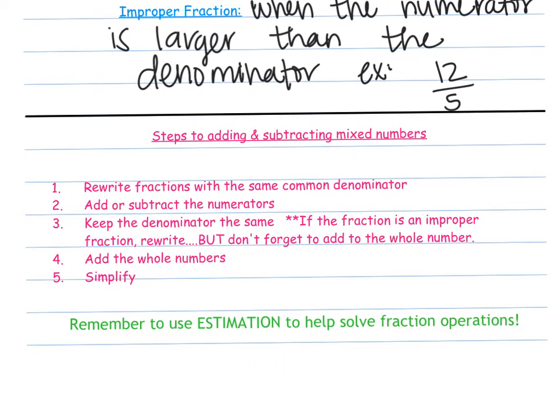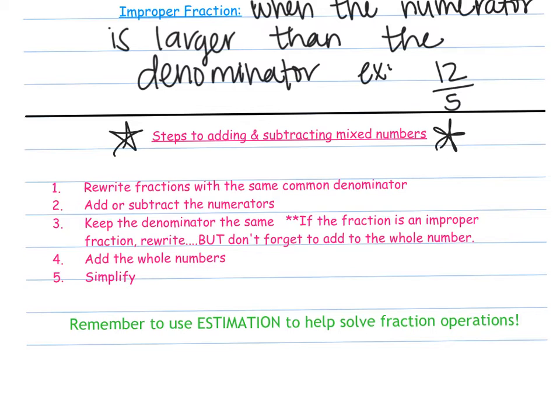Okay. Steps here for adding and subtracting mixed numbers that we need to have in our notes. Number 1, rewrite the fractions with the same common denominator. Add or subtract the numerators. Keep the denominator the same. If the fraction is an improper fraction, rewrite it, but don't forget to add to the whole number. Then you add the whole numbers and simplify.